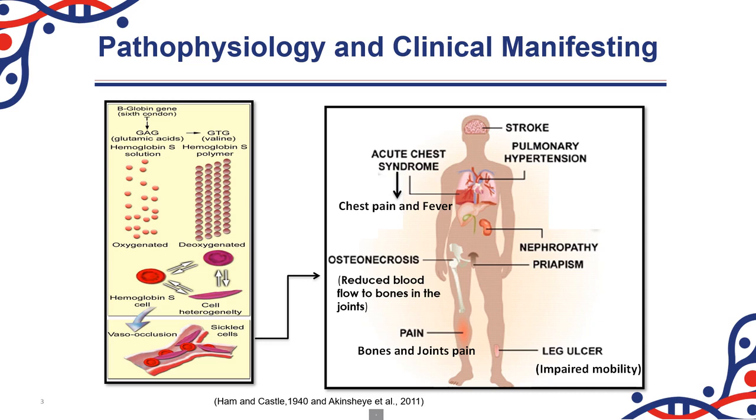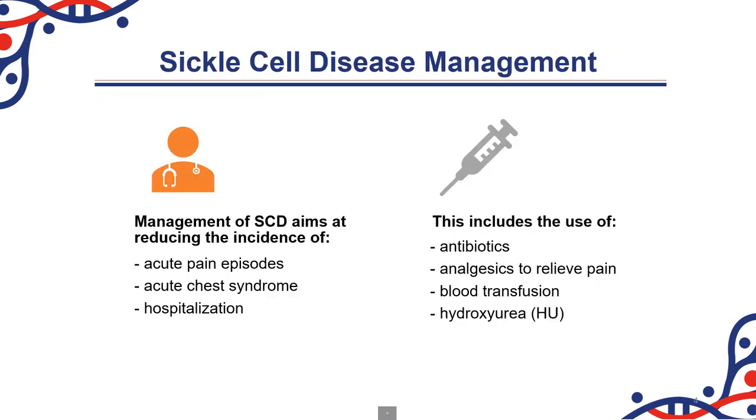This long polymer changes the structure of the red blood cell from a smooth round shape into a sickle shape. These sickle-shaped cells tend to attach to the wall of the blood vessel and block the blood flow. This process is called vaso-occlusion. This vaso-occlusion can lead to other clinical phenotypes, as indicated in this figure.